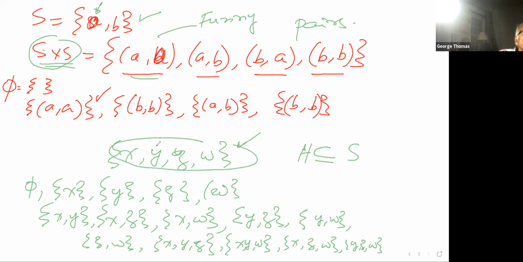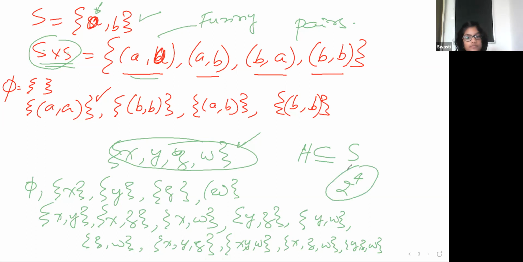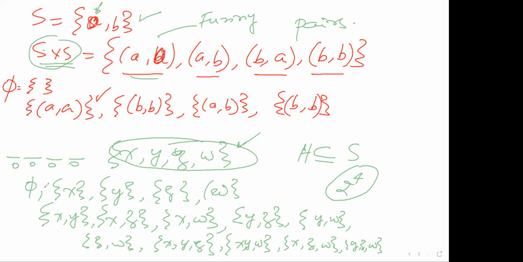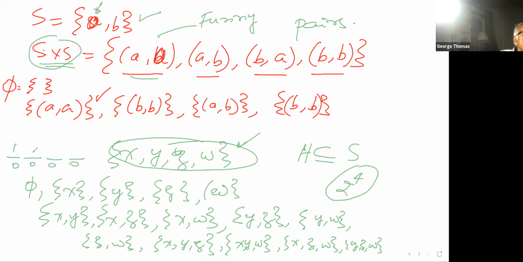A set with 4 elements has how many subsets? 2 raised to 4. The reason is you can make these subsets by this device. Imagine you have 4 positions. If you put nothing there, what do you get? Which set do you get? Empty set.